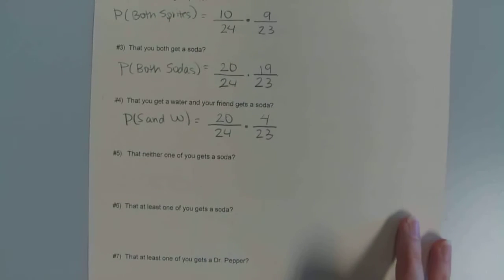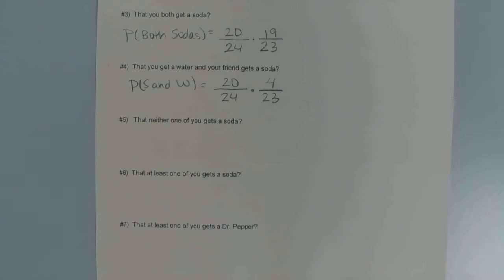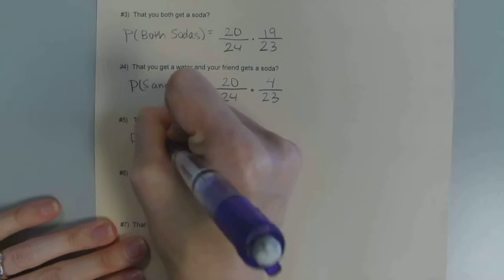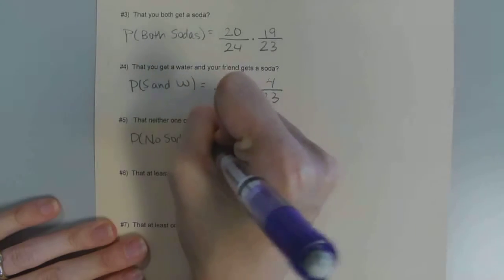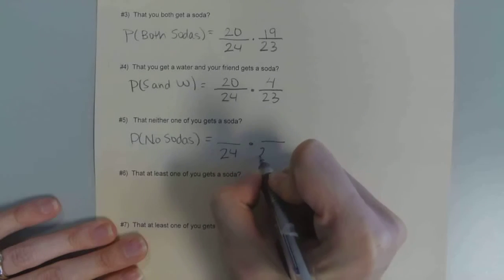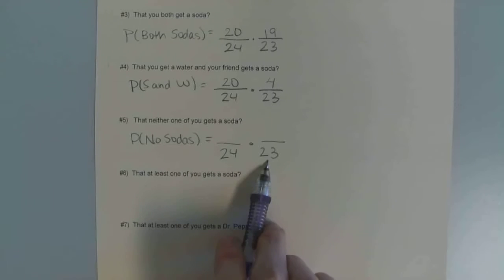Number 5. Neither of you gets a soda. No sodas. Again, I'm picking 2 bottles, so I know my denominator is going to be 24 and then 23.